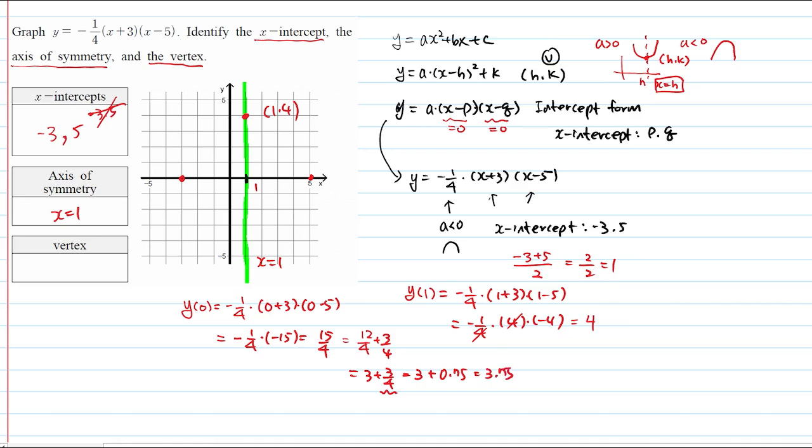So that's somewhere here. So the graph will look like this. And then it will look like this. It's passing through that point. Make sure the graph is passing through the x-intercepts. So now the vertex is (1, 4).